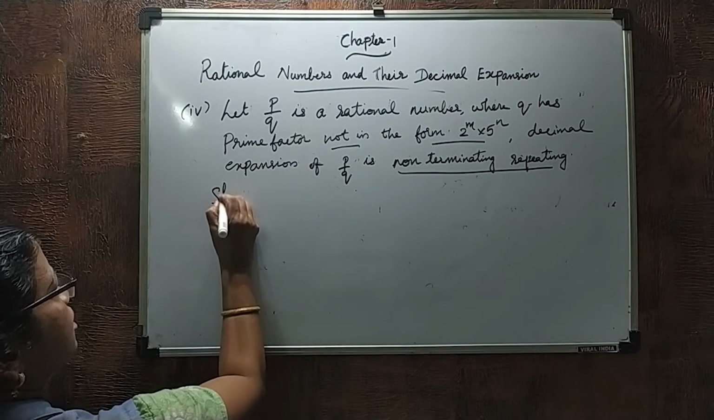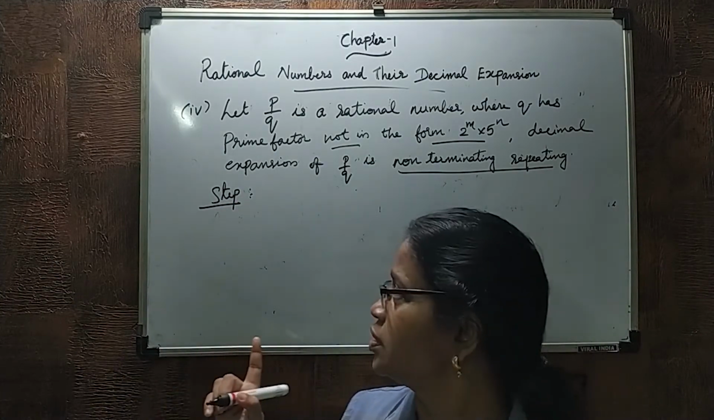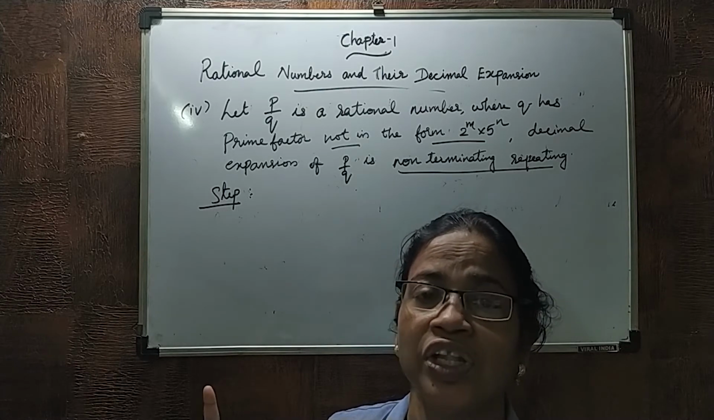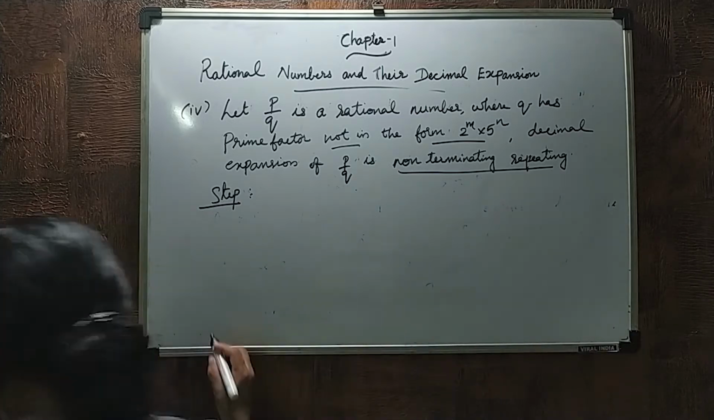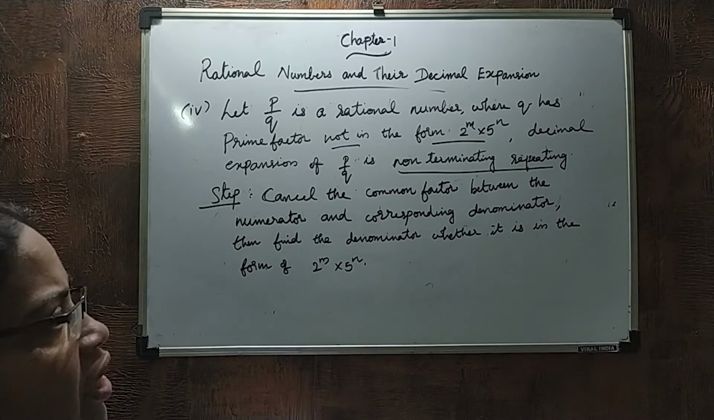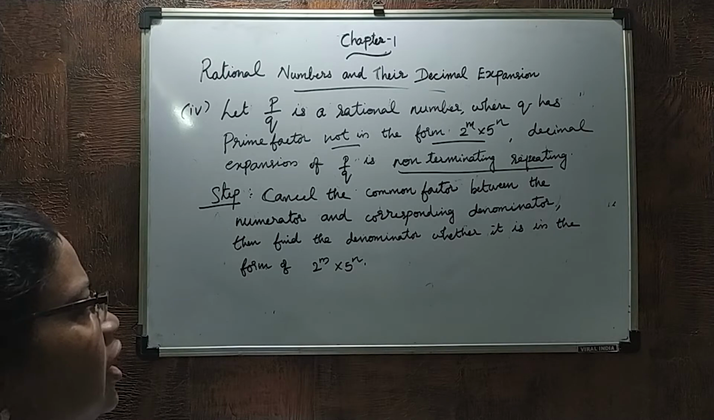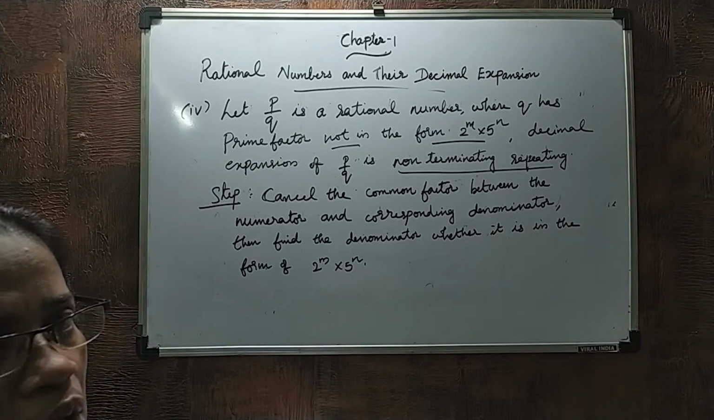Only one step is there. The step is to cancel the numerator and denominator when there is a common factor. So cancel the common factor between the numerator and the corresponding denominator. Then check whether the denominator is in the form of 2 raised to m into 5 raised to n. Now we will do the problem.